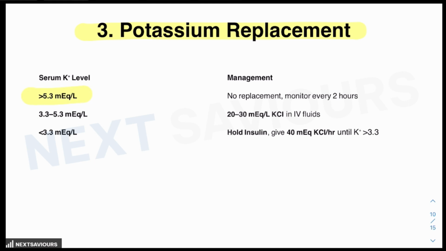If the serum potassium level is more than 5.3 milliequivalent per liter, then no replacement is required. All you have to do is monitoring. But if the serum potassium level lies between 3.3 and 5.3, then start the replacement therapy.